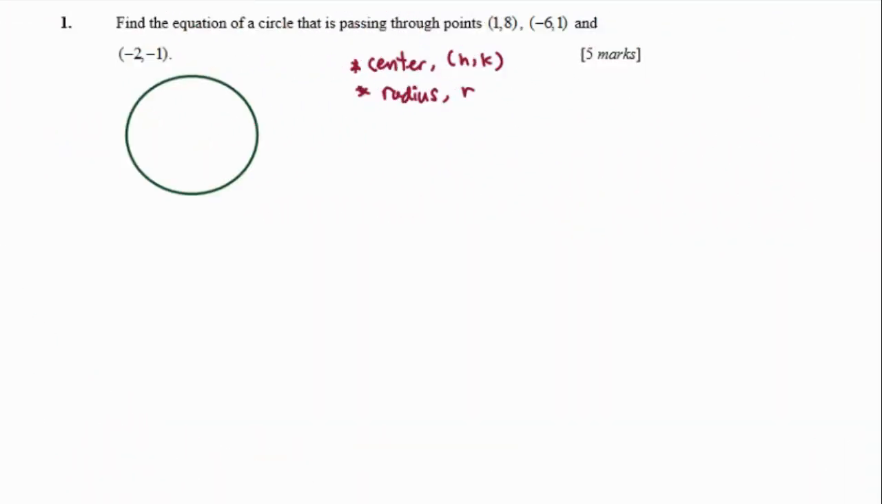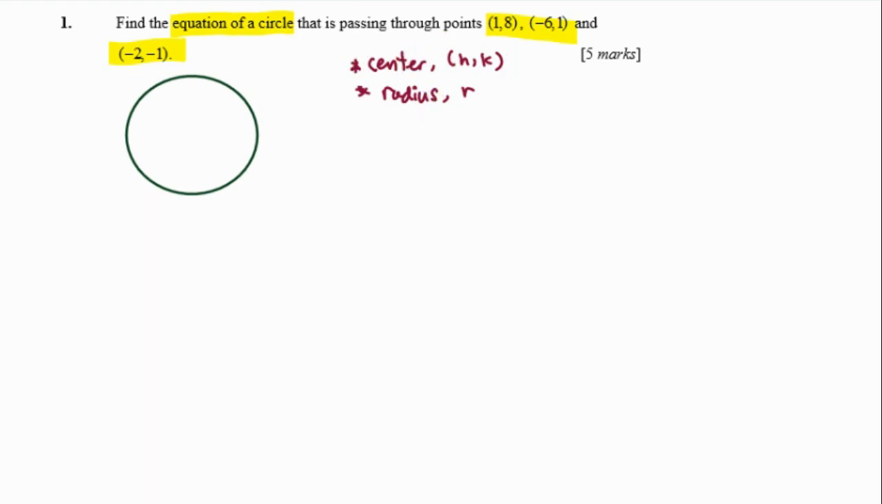Hi everyone, in this video we're going to discuss UPS set 2. For question 1, find the equation of the circle passing through 3 points. In finding the equation of a circle, we must know what our center and radius are.